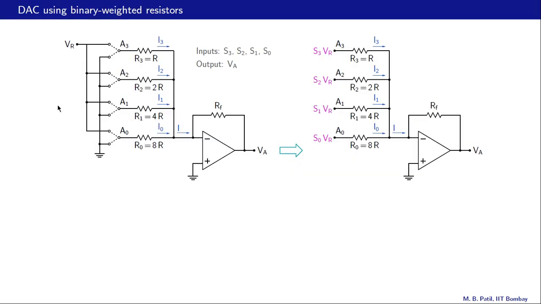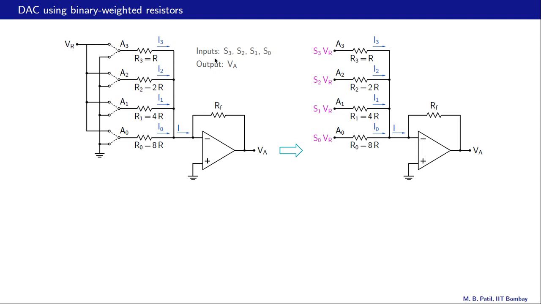Let us now talk about implementation of a DAC, and our first approach is to use binary weighted resistors. What is the meaning of this term? If one resistance is R, then the next one is 2 times that, that is 2R. The next one is 2 times 2R, that is 4R, and then 8R, and so on. Alright, now this specific example is a 4-bit DAC.